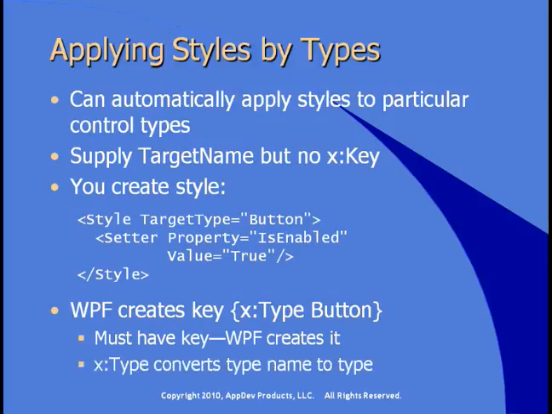The x:Type converts the type name to an actual type in memory, so they're keeping track of the type associated with this style. And it applies to every element of this particular type, which means you don't have to manually assign the style attribute for each button. If you use this syntax, this style will apply to each button in the scope of this style. Let's look at an example that proves this behavior.